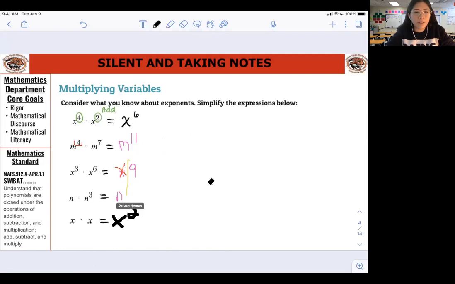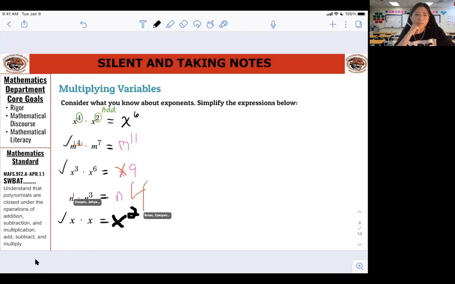Good, m to the power of 11, x to the power of 9, and okay, almost all of them are correct. Almost all of them. So this one's good, that one's good, last one's good, but let's take a look at the one over here. So it's not going to be n to the power of 3. Oh, it's 4 because the other n has an invisible 1. There you go. So there's an invisible 1. Julia put it in for us. There's an invisible 1. So when you add them together, you get n to the power of 4.